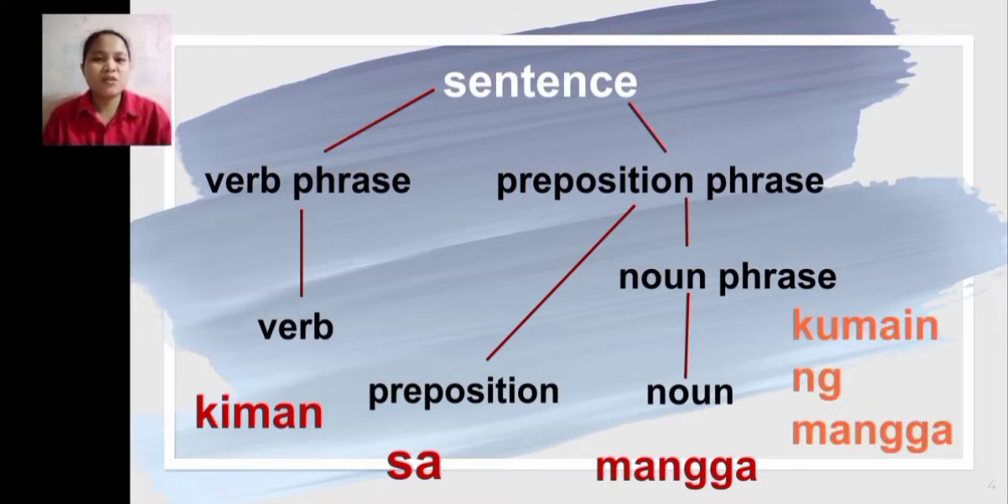As you can see, they have the same structure and the same arrangement of the constituents of a sentence. They have verb, preposition, and noun. They have the same structure. So that's all.